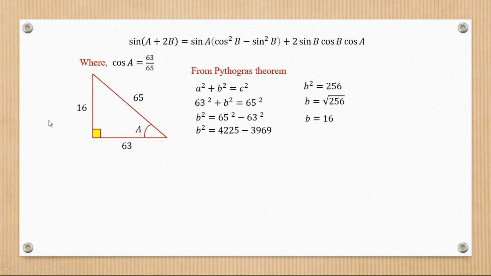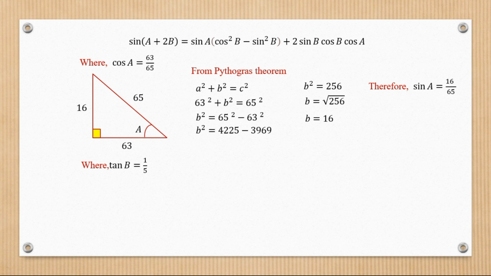So now we know what the opposite side of this angle A is. Now that we know that, we can see that sine of A is equal to, of course, sine is the same as opposite over the hypotenuse. So the sine of A shall be equal to 16 over 65. How about the rest? We need to know what sine of B and cos of B are.